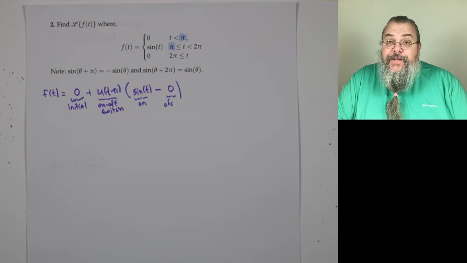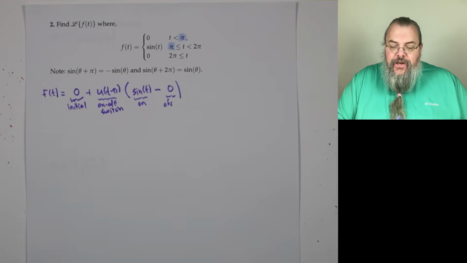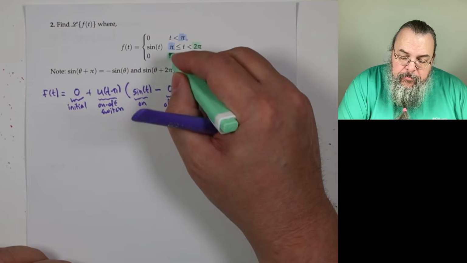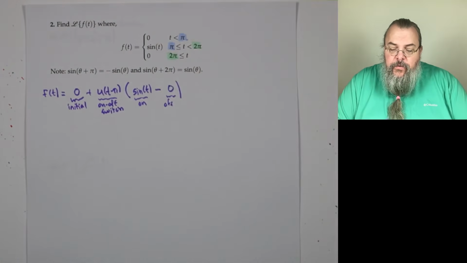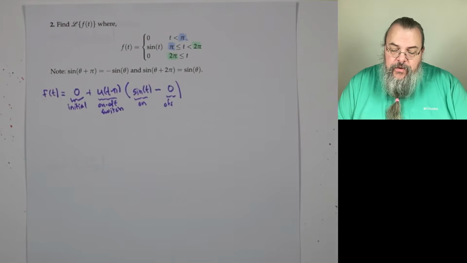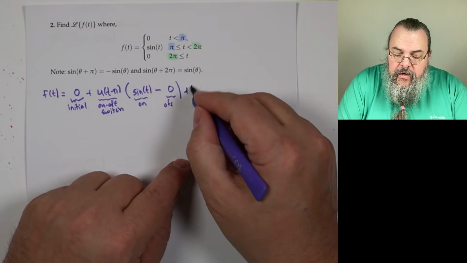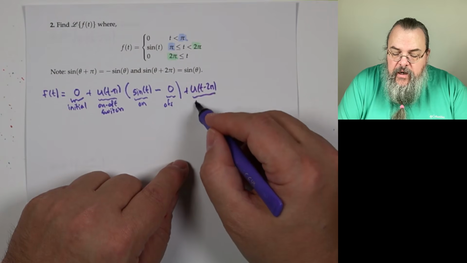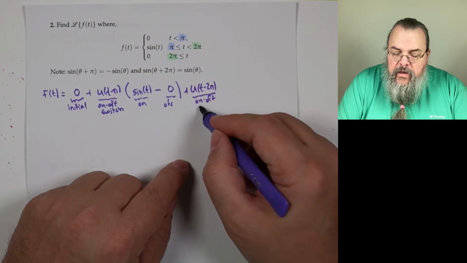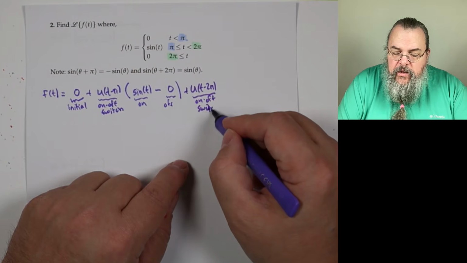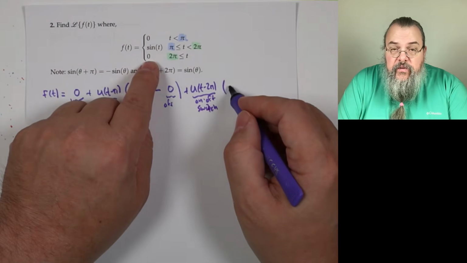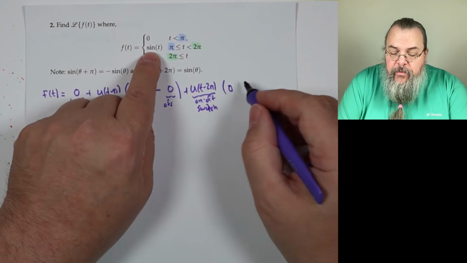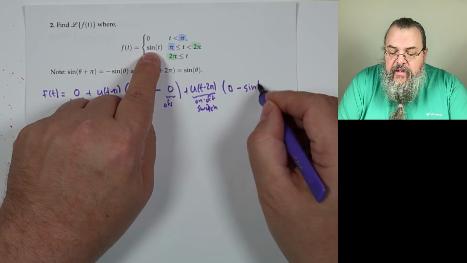Okay, now where's our next change? Our next change will happen at 2 pi. So for our next change, we do the following. Again, we have our on-off switch, u of t minus 2 pi. Okay, on-off. Now, what are we turning on? Well, we're turning on 0. What are we turning off? We're turning off what came just before it, so minus sine t.